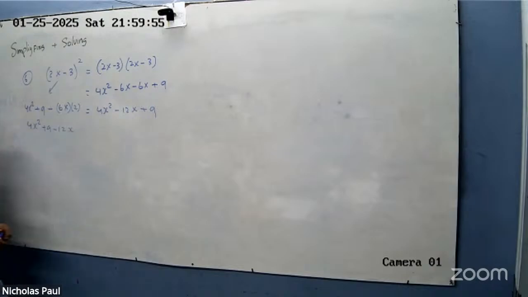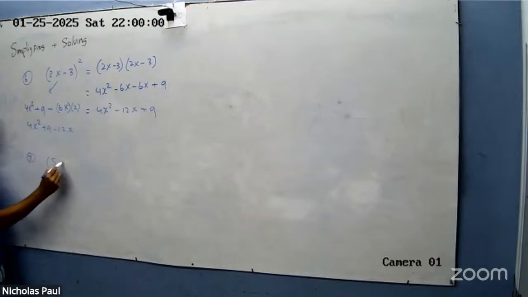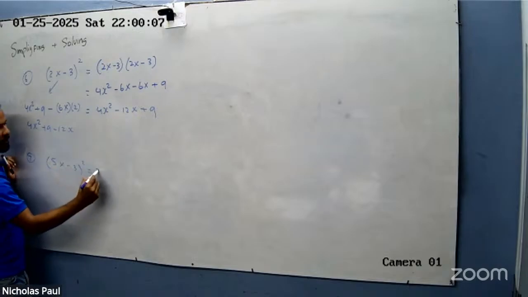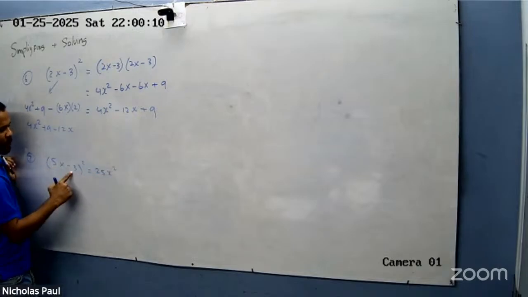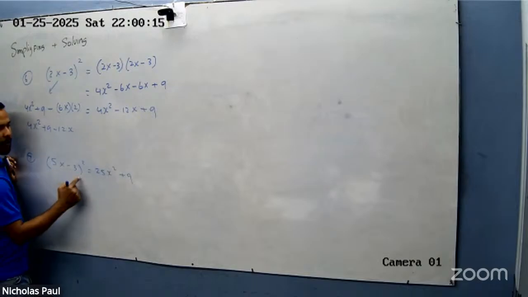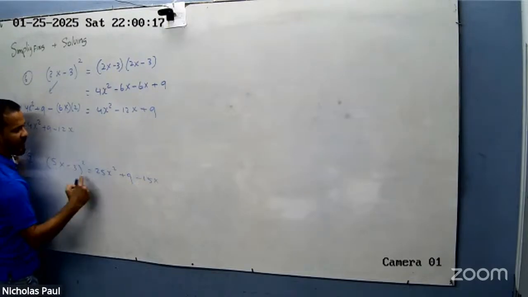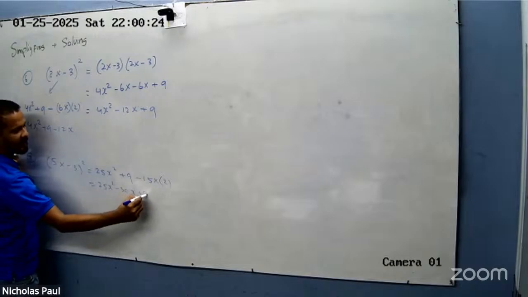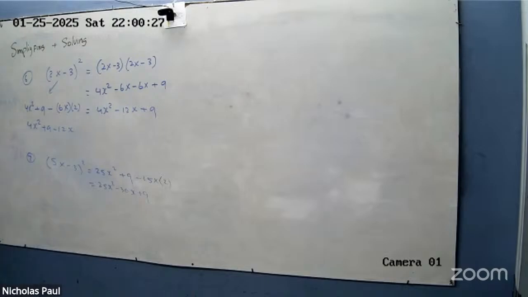Okay? Check it out here first. Just one more, right? 5x minus 3. Square this, what will you get? 25x squared. Square this, what will you get? 9. Multiply these two, you'll get minus 15x and multiply that by 2. So your final answer is 25x squared minus 30x plus 9. Right? So you can also do that as well.